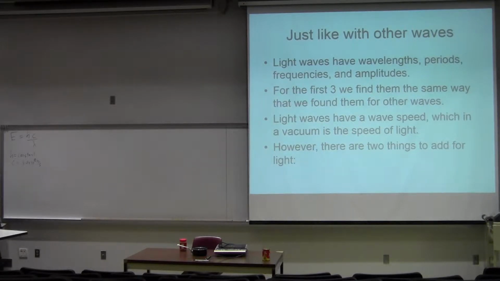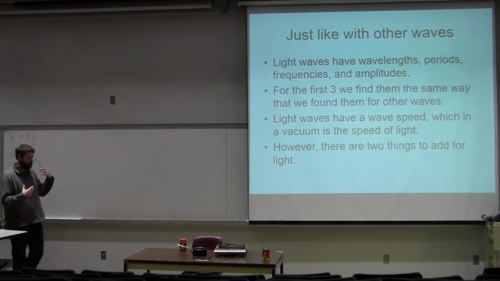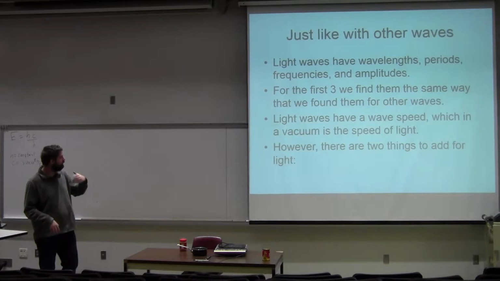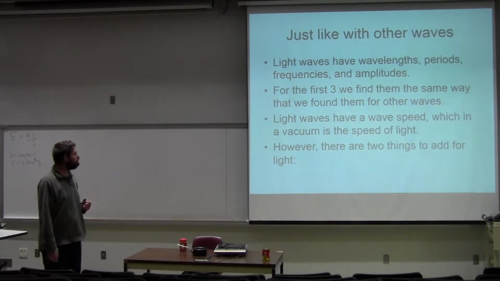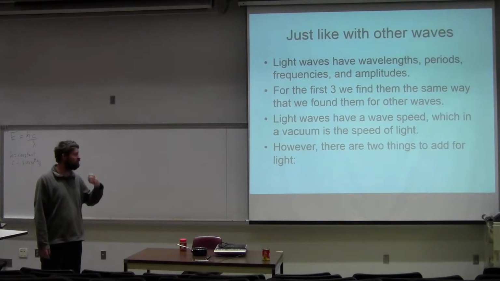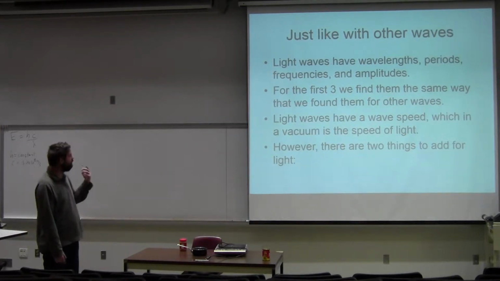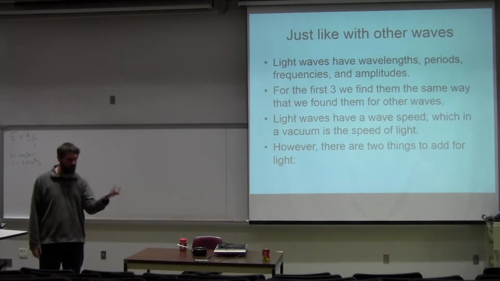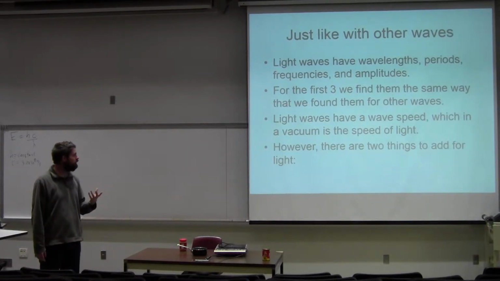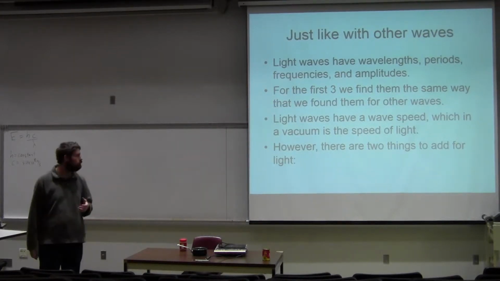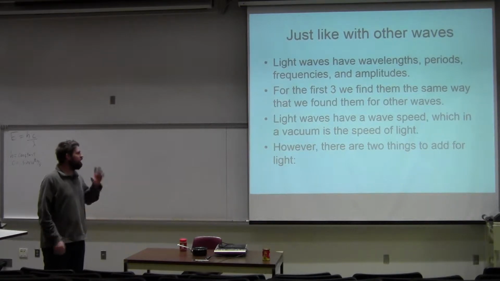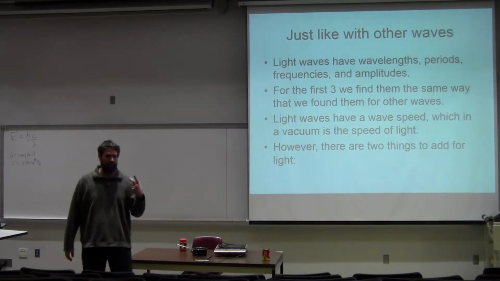Just like with other waves, light waves have properties such as wavelength and period and frequency and amplitude. The first three we find the same ways we found other waves. Wave speed equals frequency times wavelength. Period is how many seconds per wave. Frequency is how many waves per second. But for the amplitude, we have a very special way to calculate it.